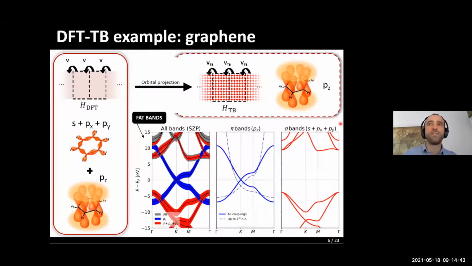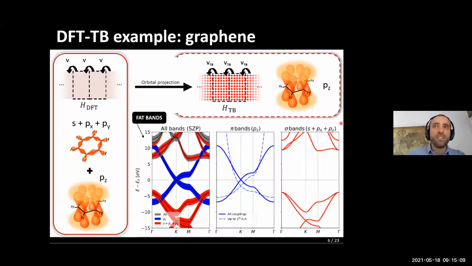Importantly, I wanted to emphasize here the importance of the interaction range. As you can see, if you were to preserve from the DFT Hamiltonian only coupling elements up to a certain nearest neighbor, which is not the farthest nearest neighbor that you can consider in DFT, then the bands would not be reproduced.